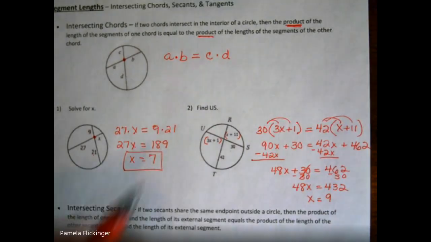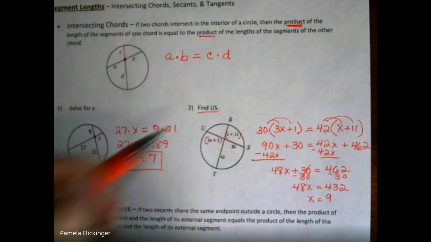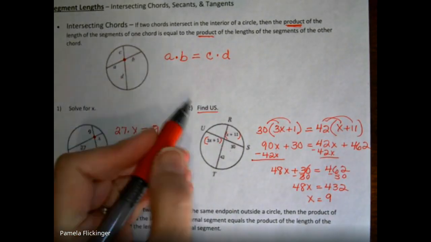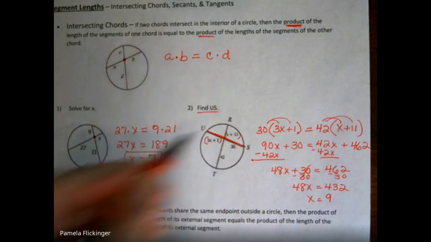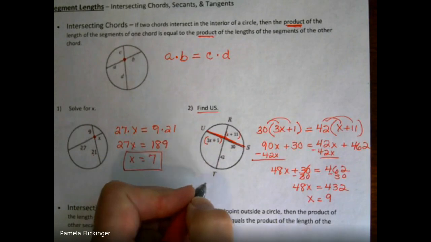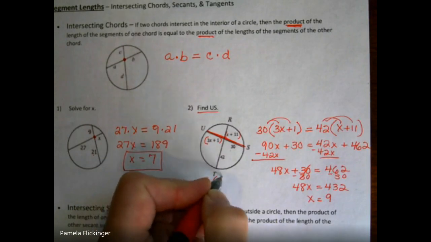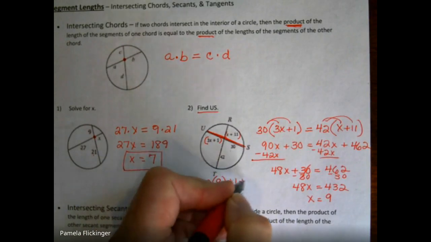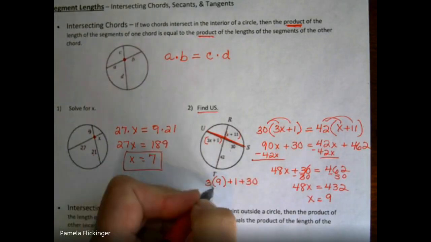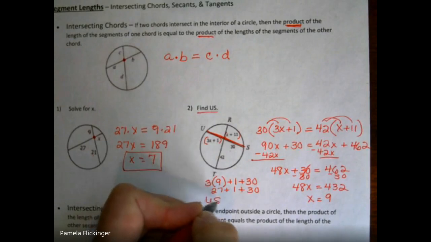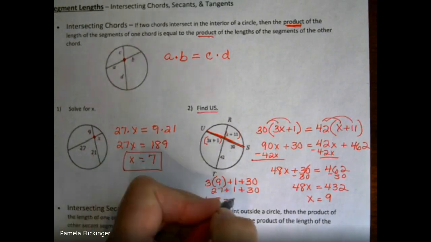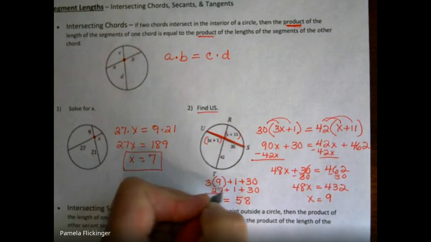This one didn't want us to find x. It wants us to find the measure of segment US. US is the entire chord. So what we're going to do is substitute the 9 in for x and add the 30 to that. So 27 plus 1 plus 30. The measure of US is going to be 28 plus 30, which is 58.